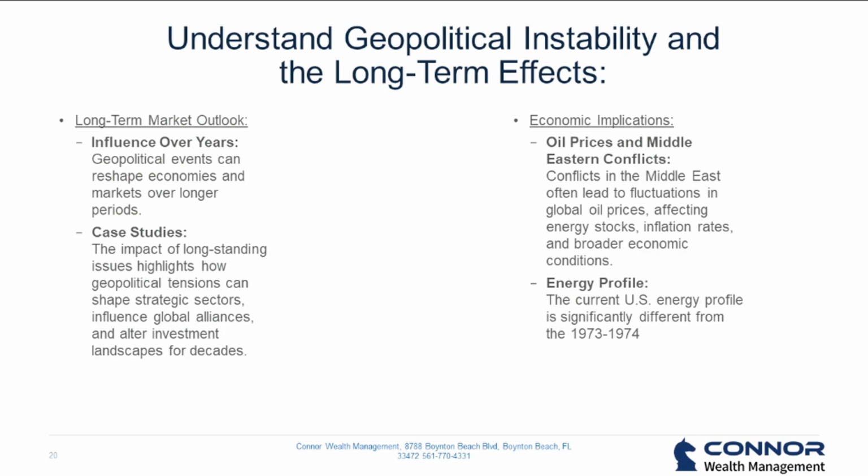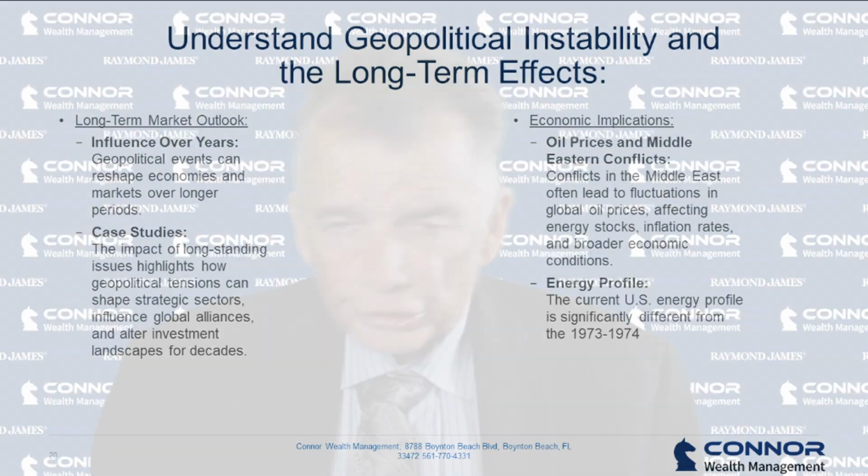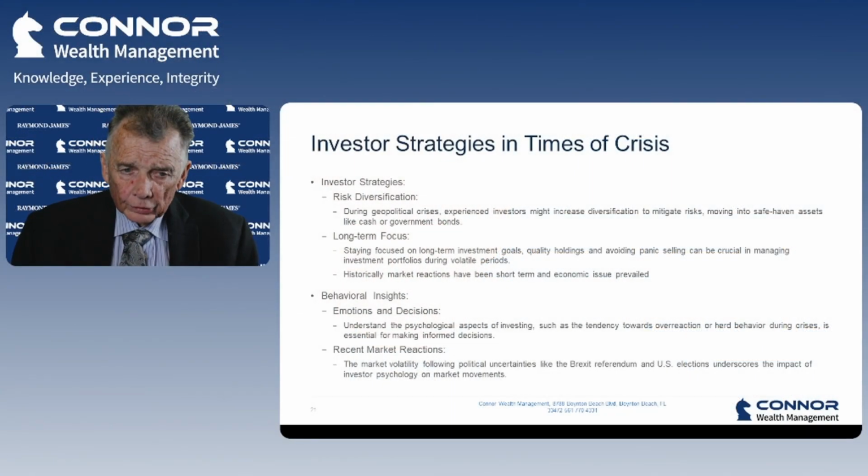And then if you look at the economic implications, oil prices and Middle East conflicts continue to lead to fluctuations, but over and over they have been resolved and moved forward. And the most important thing of all of this, our energy profile. The current United States energy profile is totally different than it was in '73, '74. So, strategies, what do we do? Stay diversified. If you're really concerned, we'll move some money into cash. It's not going to last long. Stay in quality stocks. Keep a long-term focus.